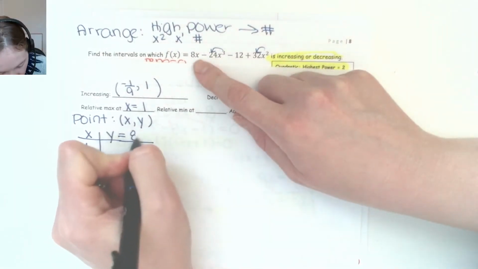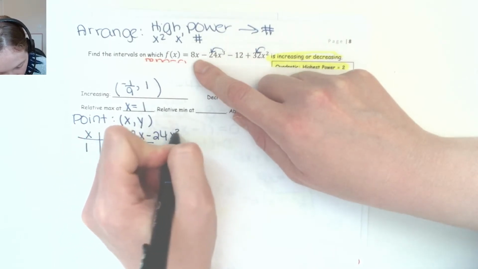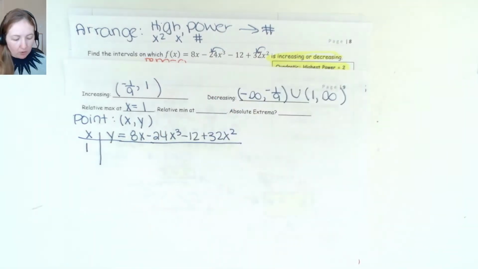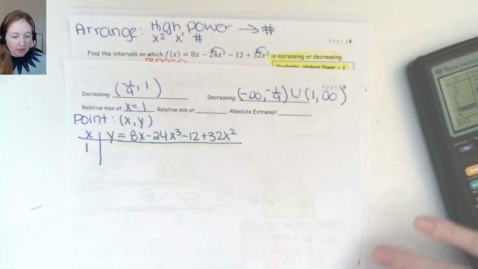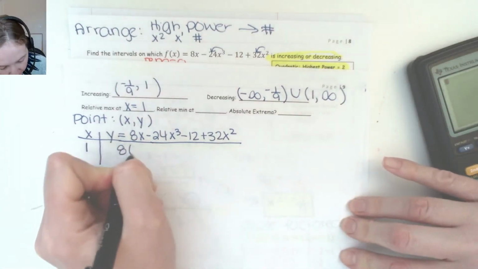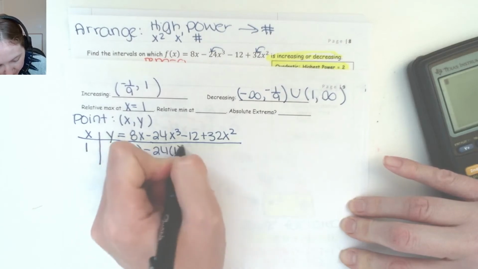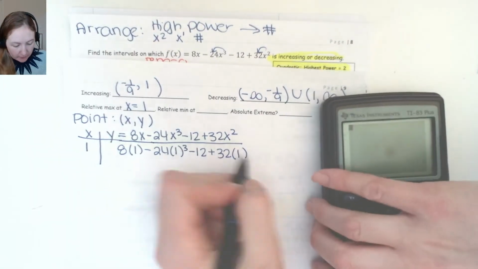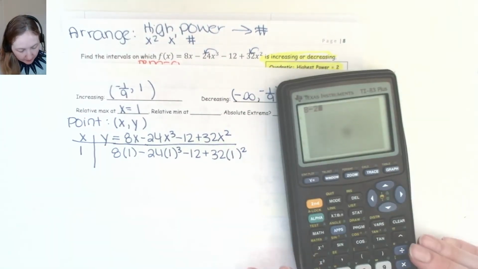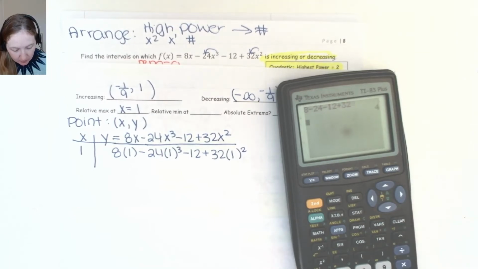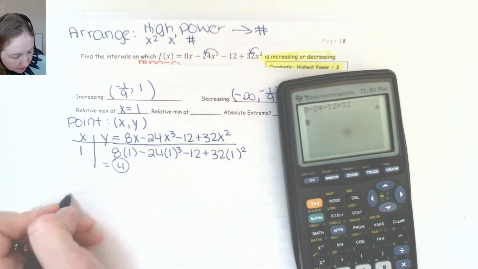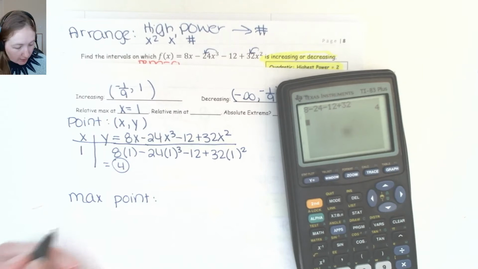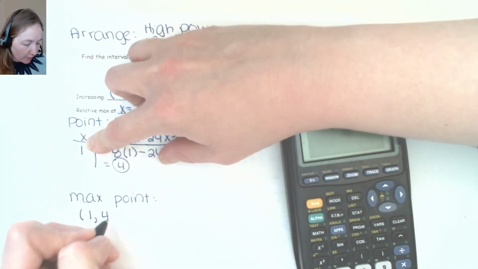So my original function was 8x minus 24x cubed minus 12 plus 32x squared. All right, so I go into that original function because I'm trying to find the y value. So I have 8 times 1 minus 24 times 1 cubed minus 12 plus 32 times 1 squared. Okay, so again, that's going to be 8 minus 24 minus 12 plus 32, and that will give us 4. So the max point, and this is what you'll actually type in on your homework, is going to be (1, 4).